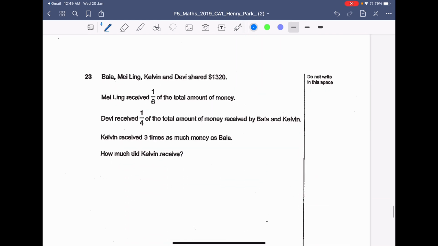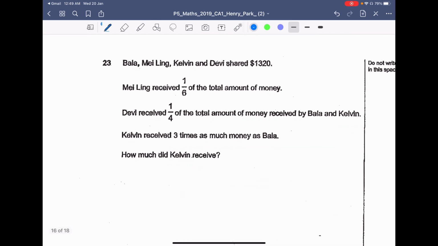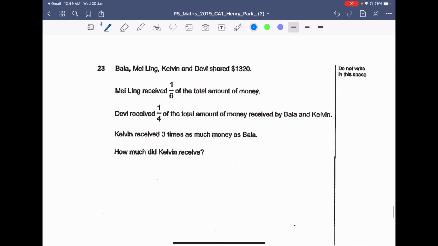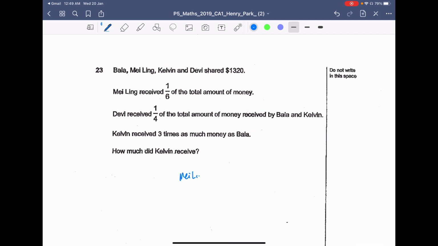Question 23, which is the last question. Bala, Mei Ling, Kelvin, and Devi shared $1,320. Mei Ling received 1/6 of the total amount of money. So the amount Mei Ling received equals 1,320 times 1/6, which is $220.